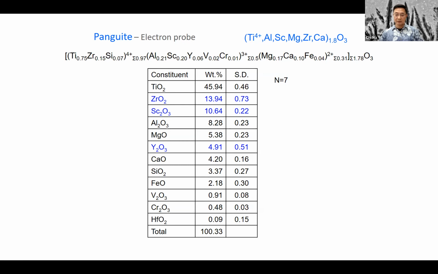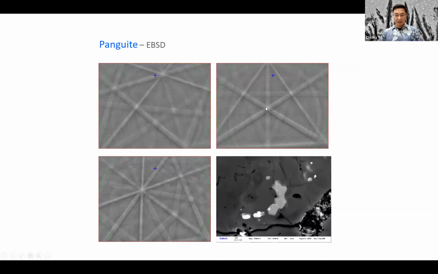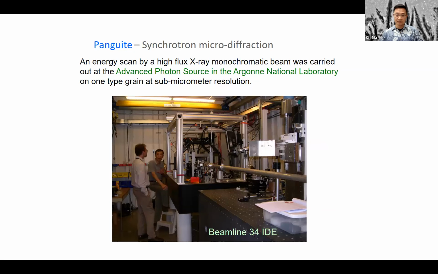Panguite has this composition. It contains high concentration of refractory elements, zirconium, scandium, and yttrium, showing this general formula. Here are the three EBSD patterns from the three grains here. Those EBSD patterns imply a cubic structure. Because panguite is also a brand new material, we must use X-ray diffraction for structural refinement. So we use the synchrotron microdiffraction.